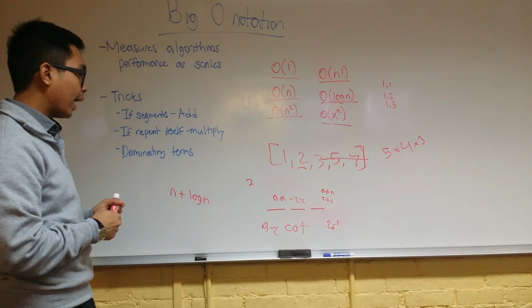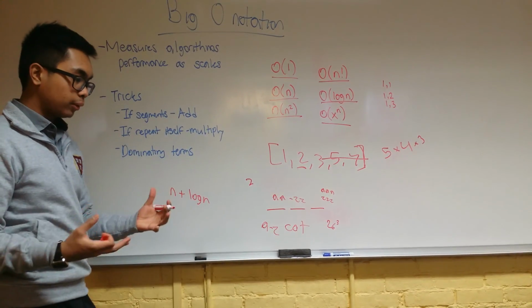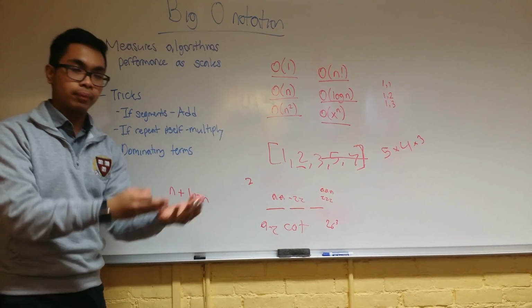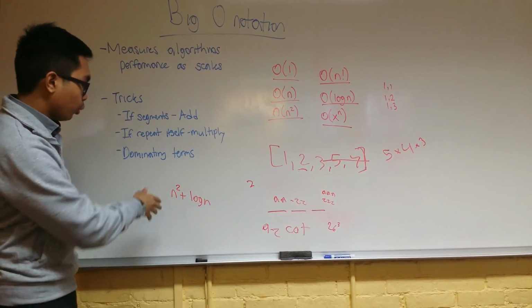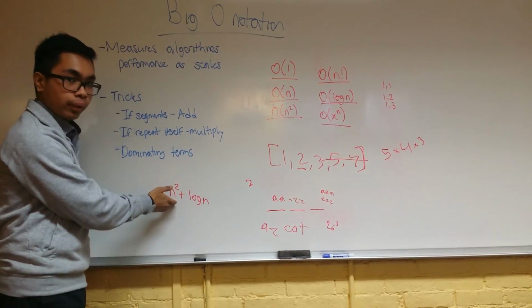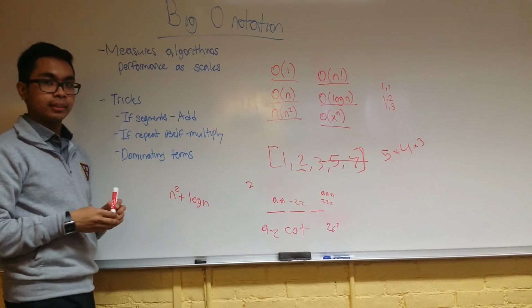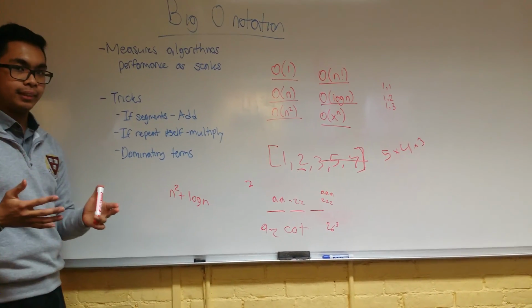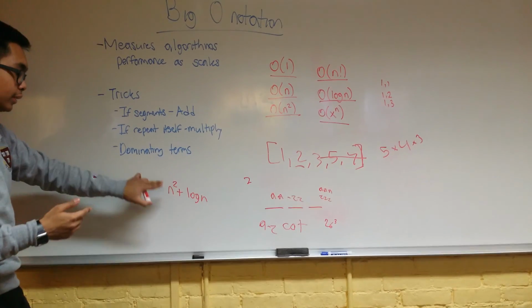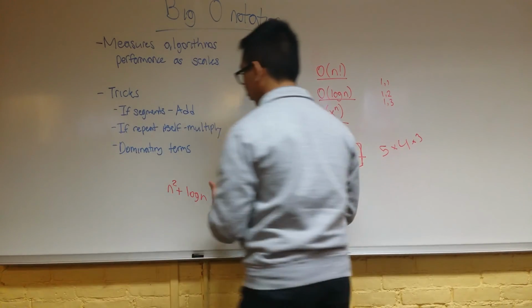Next, if segments are sequential, the runtimes add. For example, let's say we're doing bubble sort and binary search. First we're sorting the list, and then we're searching the list. This is when you add each segment. But remember, in terms of dominating terms, it's still n squared. And if it's repeating itself, you multiply.